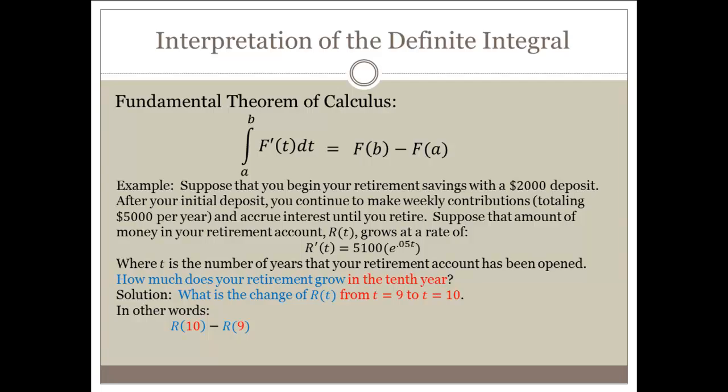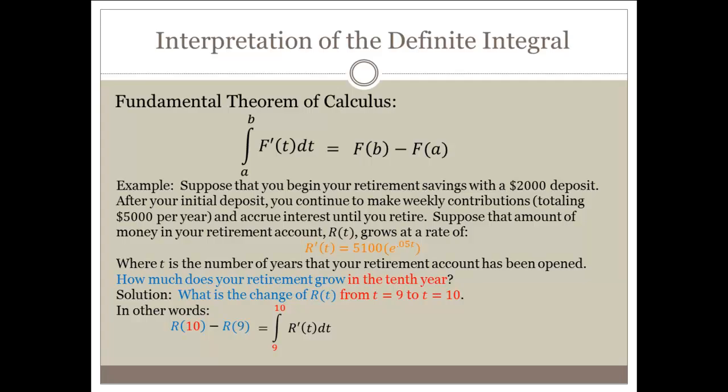It's important to point out that our question is about the function R(t), but the only information we have is about its derivative R'(t). So to take the information about R'(t) and bring it back to information about R, we need to use the fundamental theorem, which says that R(10) minus R(9) is the integral from 9 to 10 of R'(t) dt.